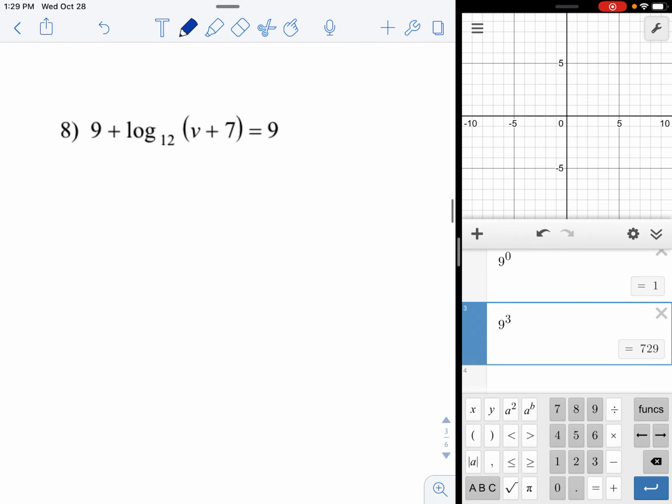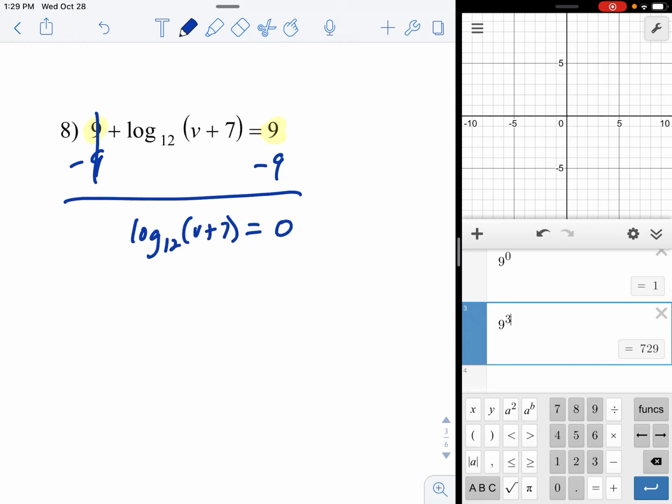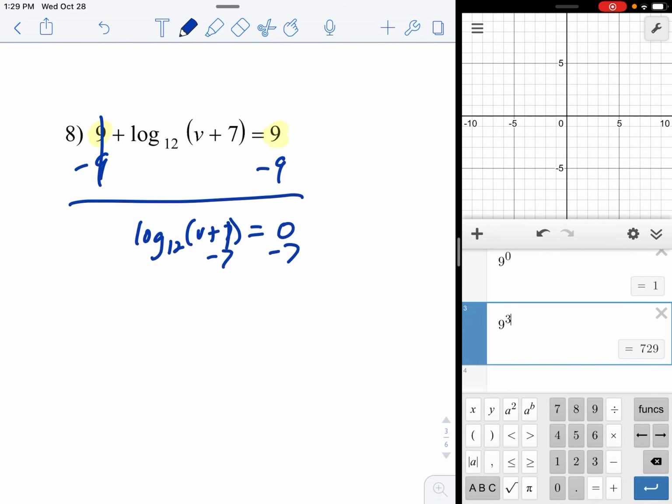All right, let's look at number 8. So we do have like terms here, 9 and 9, so I'm going to go ahead and subtract 9 on both sides. I get log base 12, v plus 7 equals 0. Now, can I subtract 7 on both sides to cancel that out? No. That 7 is in parentheses. It's sort of part of the logarithm, part of the argument. We cannot touch that 7 until we cancel out the log.